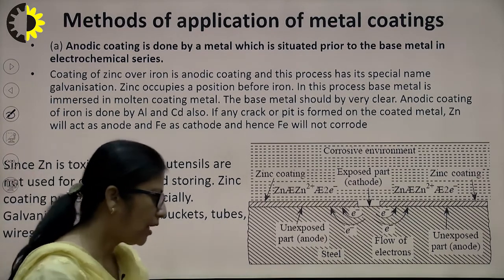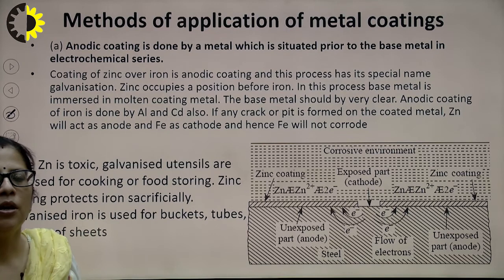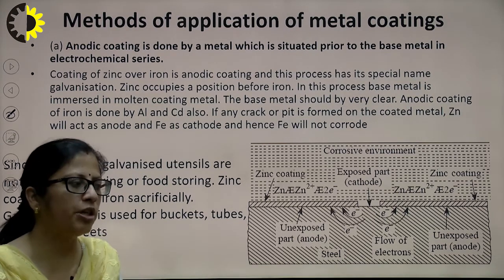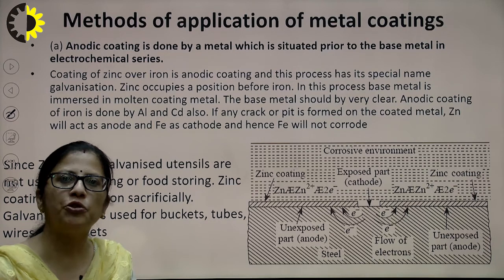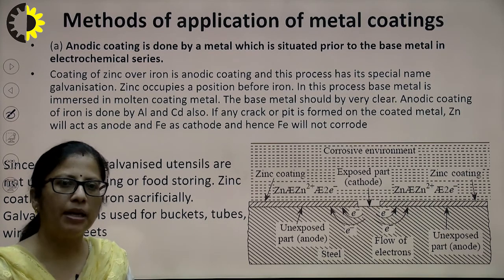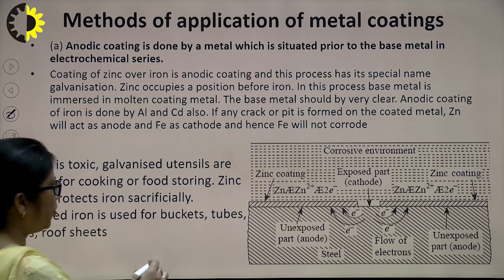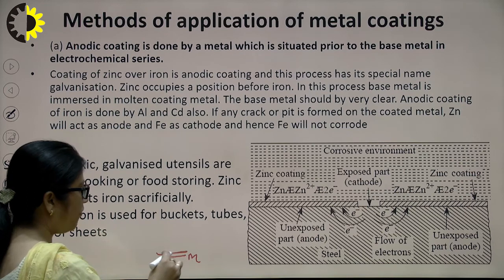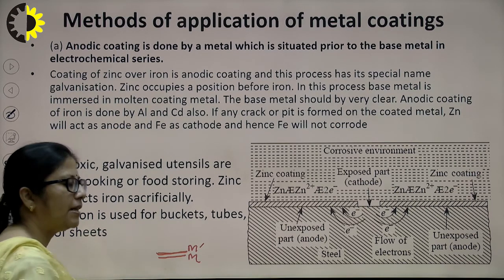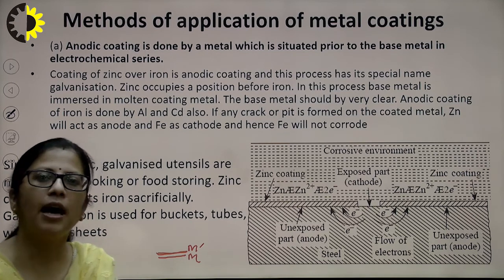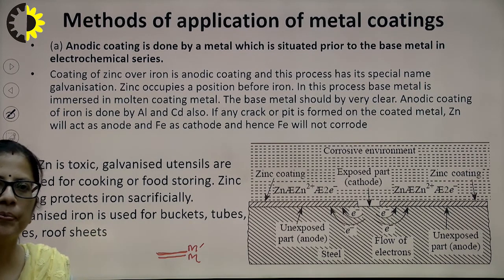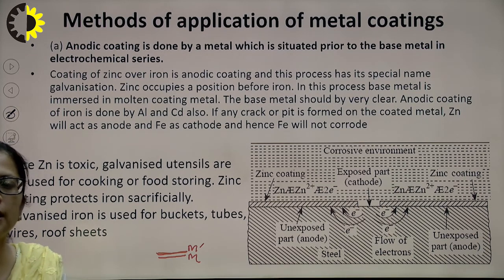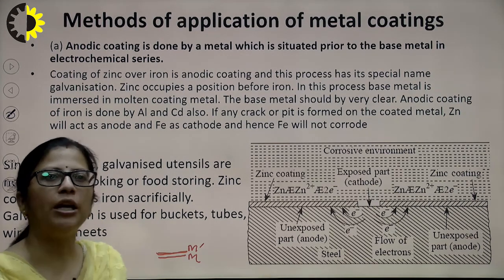Now, the next type of method for protection against corrosion is the application of metal coatings. Whichever metal we want to protect, if this is the layer of the metal, then we can apply a coating of another metal over our metal, so that our metal is not directly exposed to the environment. So, these coatings are again of two types, anodic coatings and cathodic coatings. So, coming first to the anodic coating.